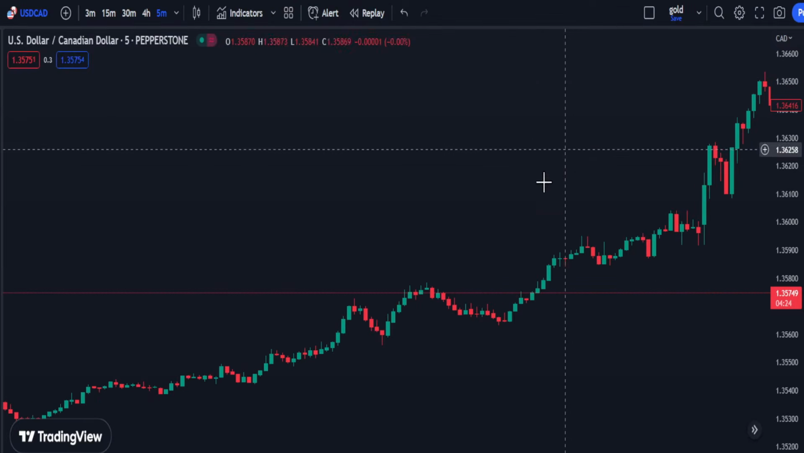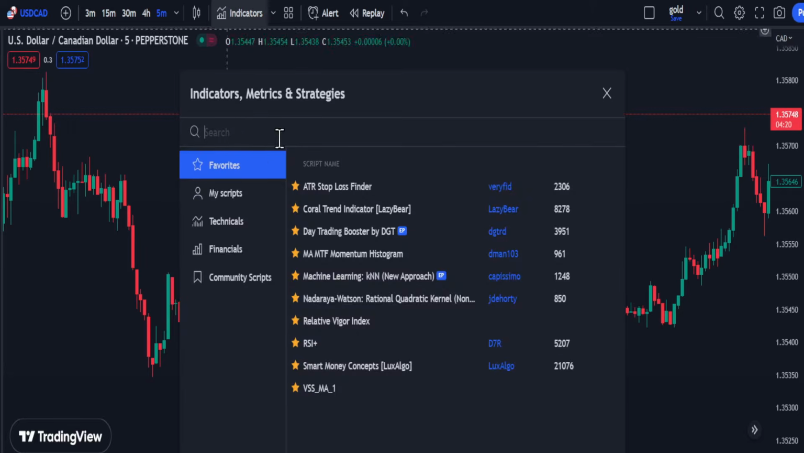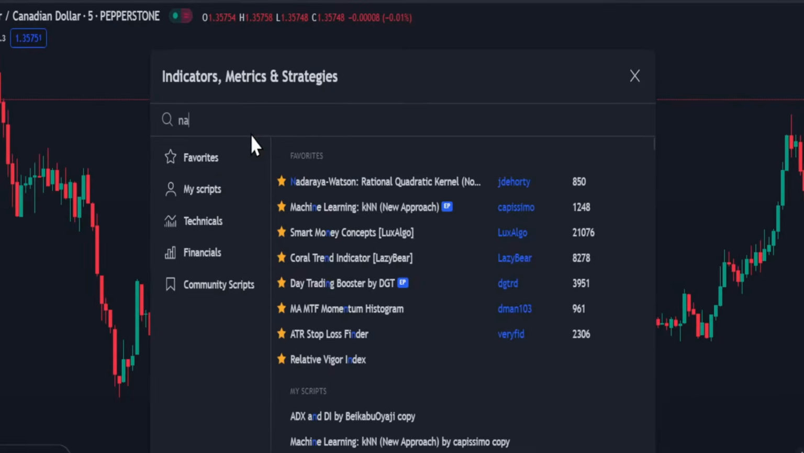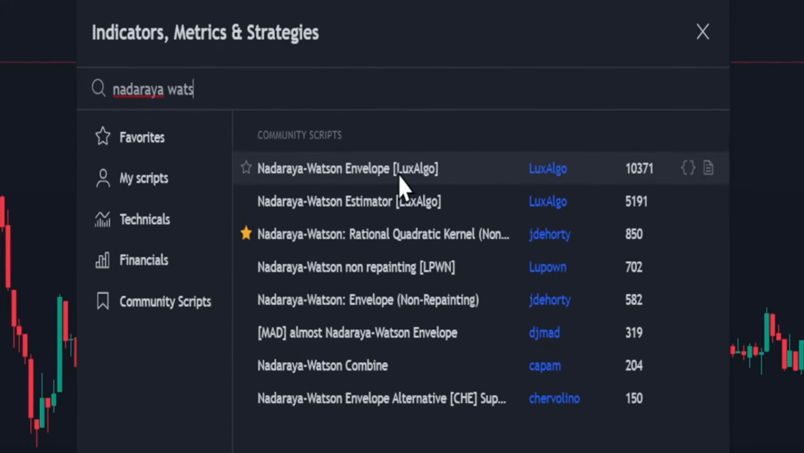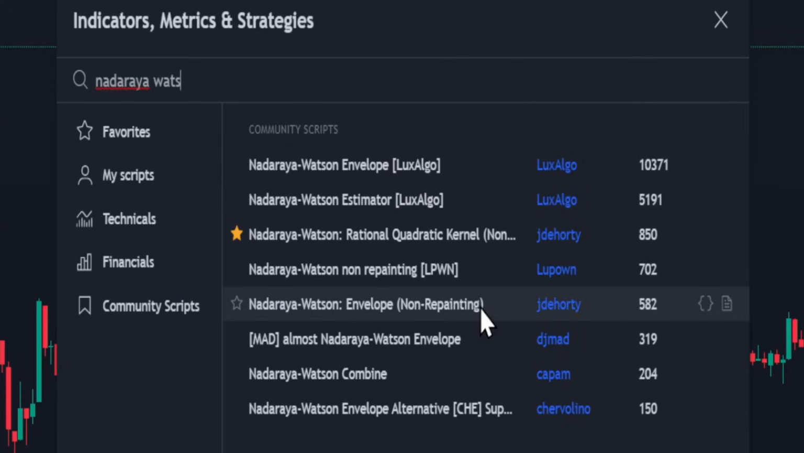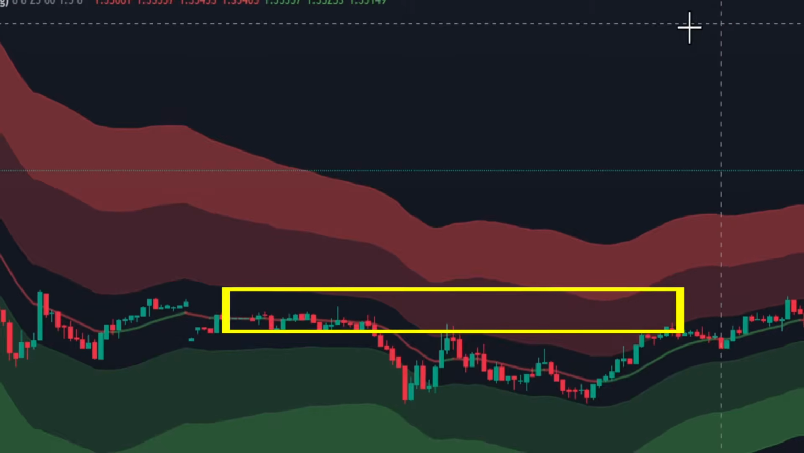Now let me tell you which indicators we are going to use. Go to the Indicator tab. On the search bar, search for Nadaraya Watson. Not this one by Lux Algo, but instead this one, Non-Repainting by JD Hottie. Add our first indicator to the chart.